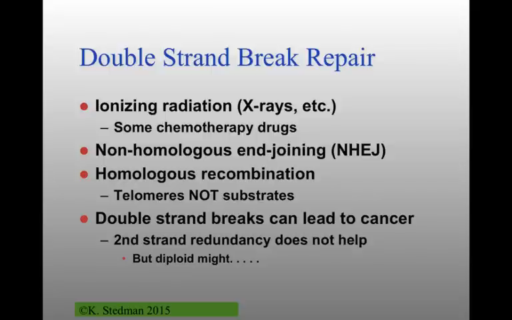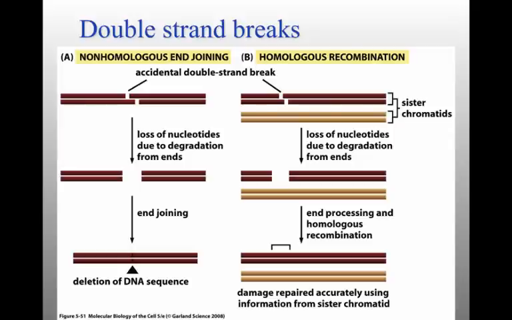Turns out that if you think about double-stranded breaks, we already talked about a particular double-stranded break right at the beginning of class. Telomeres are double-stranded breaks. We want to be very careful that telomeres don't get hooked up to other telomeres or hooked up to other pieces of broken DNA. So that's a problem. Double-stranded breaks, again, can lead to cancer, but also can be really good for getting rid of cells.